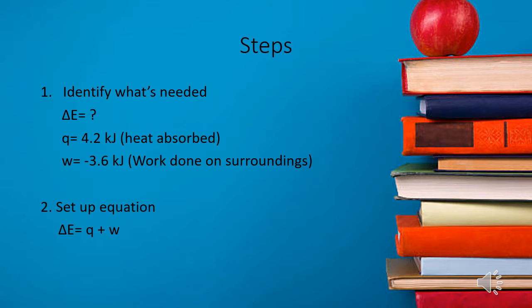Okay, so going back, step 1 is to identify what's needed. What we don't know is delta E. So that's what we need to find, but the two values we do know are Q and W, and Q is simply the heat absorbed, and W is the work done on the surroundings. So Q would be 4.2 kilojoules, and then the work would be negative 3.6. Step 2 is to set up the equation, and if you can refer back to your notes, the equation for this would be delta E, which is the change in energy, is equal to Q plus W.